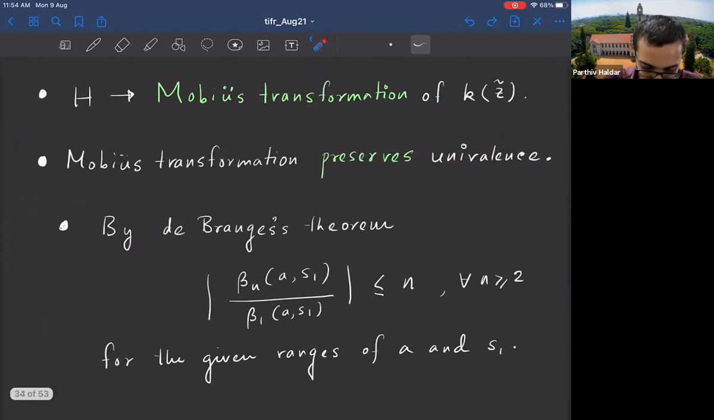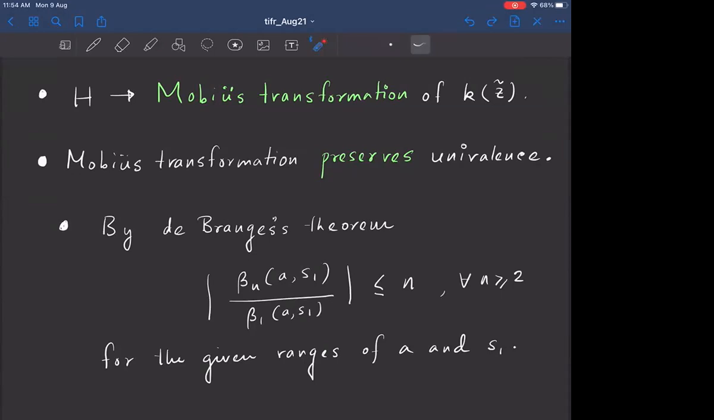So then you directly apply the de Branges theorem to these betas, which just tells that beta n by beta 1 is bounded. Why are you dividing by beta 1? Because H is not of the normalization for which the theorem is valid. So you have to divide H by beta 1 to get to the normalization. And with that normalization, yeah.